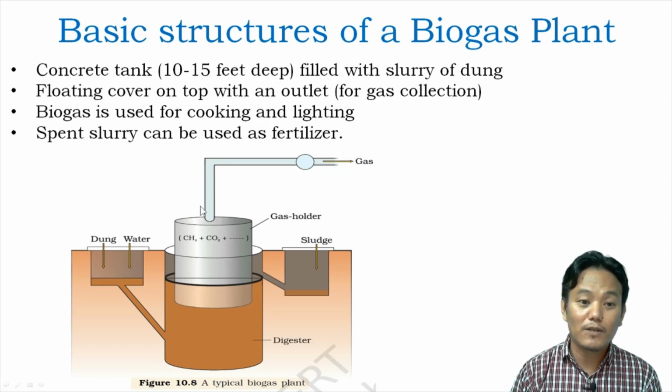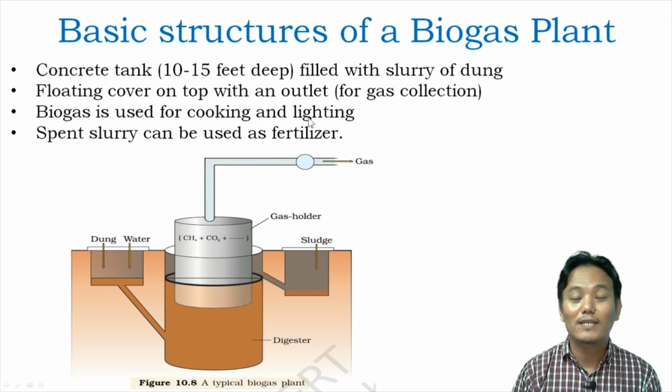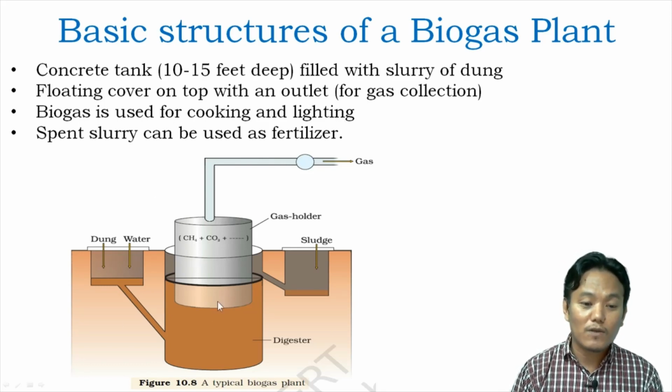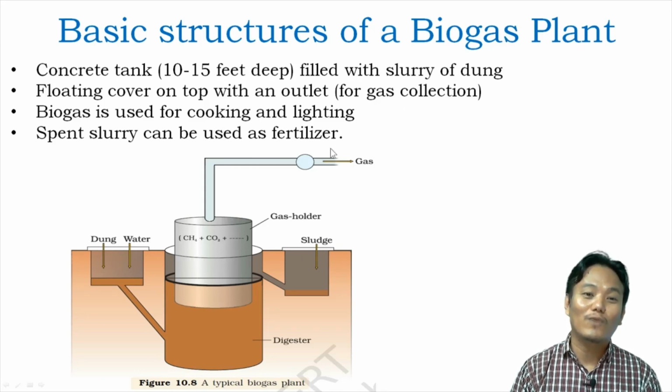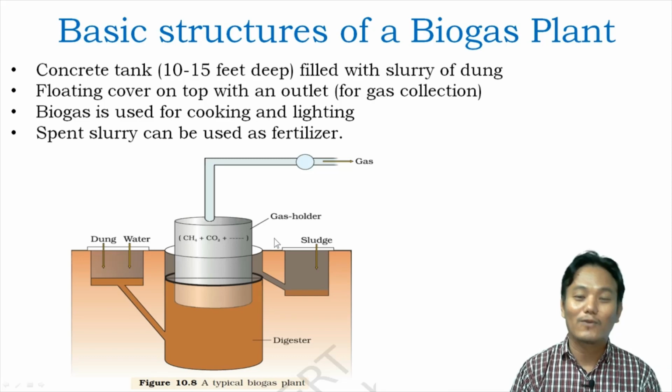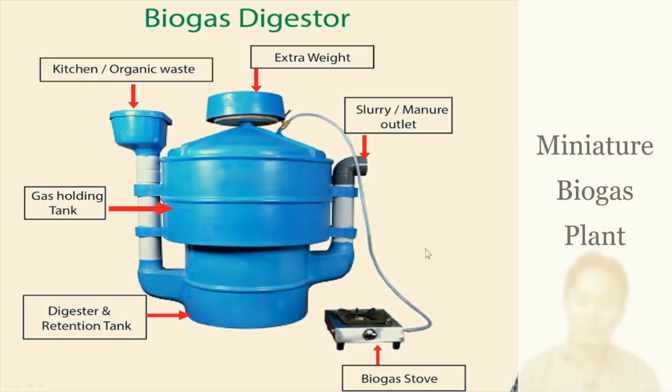And this particular biogas can be used for different purposes, like cooking and lighting as well. And after all the organic matter gets consumed by the methanogens through anaerobic respiration, the spent slurry can be used as fertilizer in the field. So along with production of biogas, we also get fertilizer. That is about the basic structure of a biogas plant, along with how we can produce biogas with the help of microorganisms.